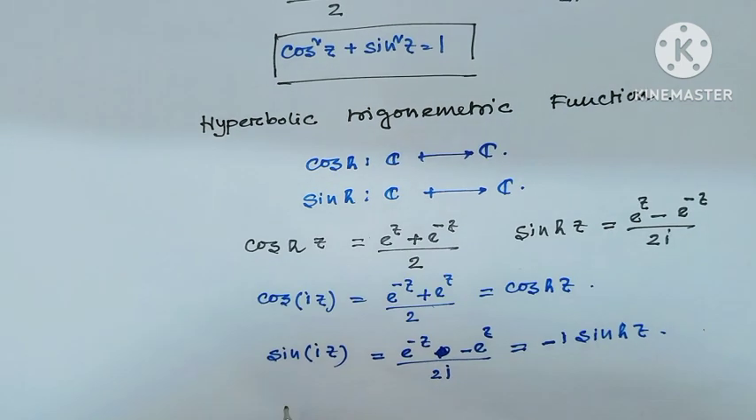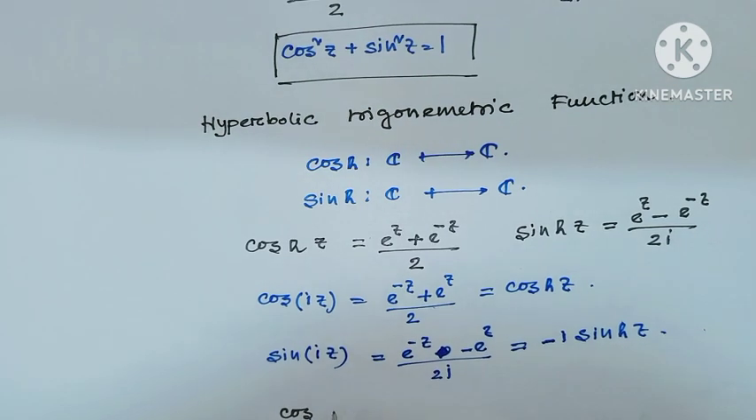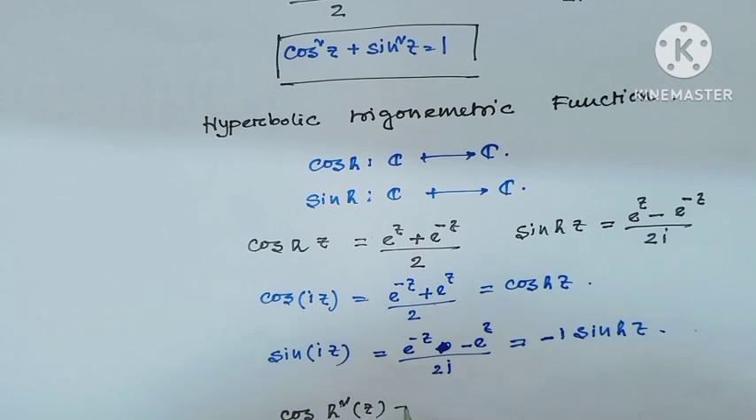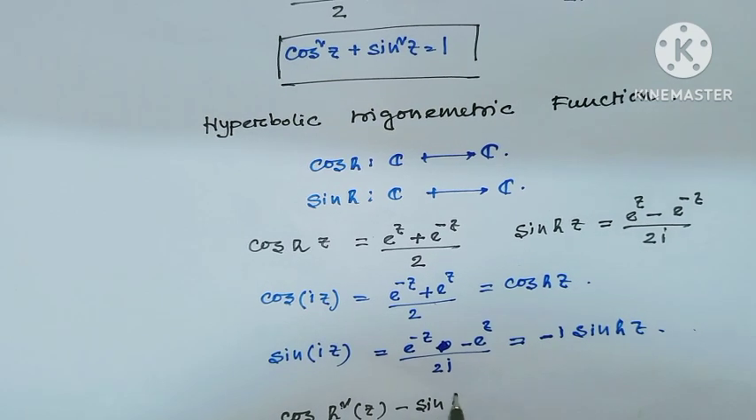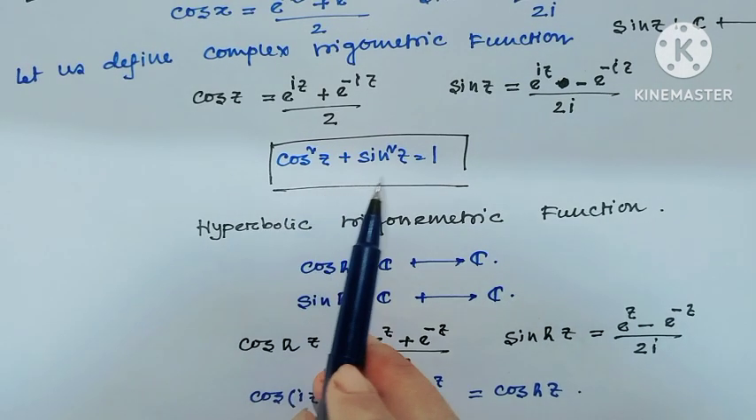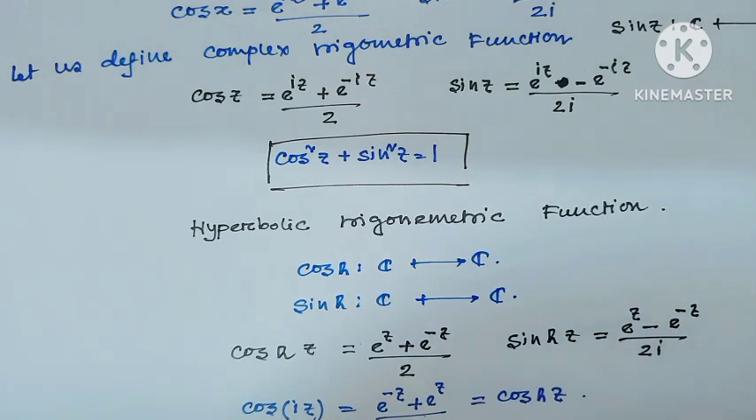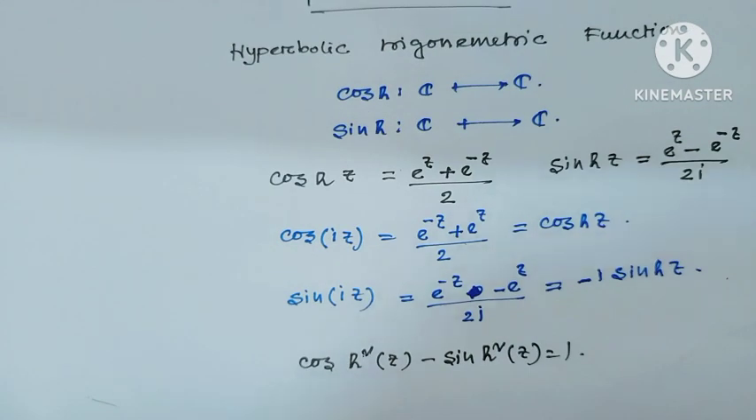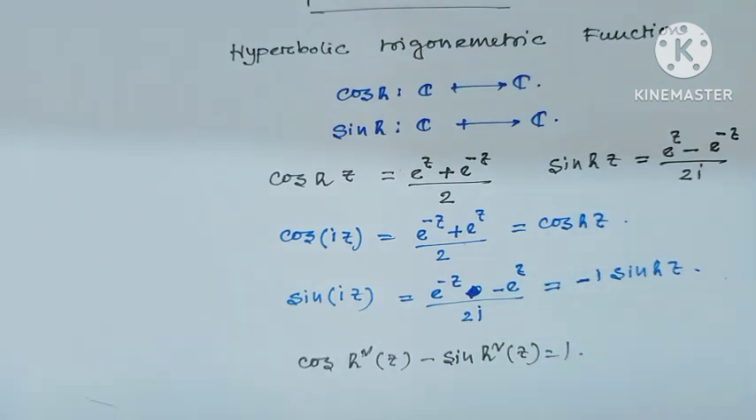So, cos hyperbolic square z minus sine hyperbolic square z equal to 1. Before I got cos square z plus sine square z equal to 1, but here in hyperbolic, cos hyperbolic square z minus sine hyperbolic square z equal to 1.